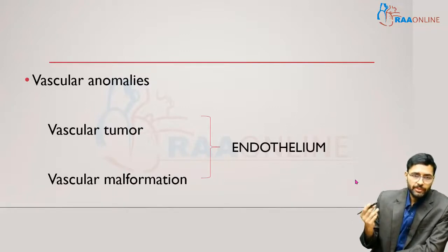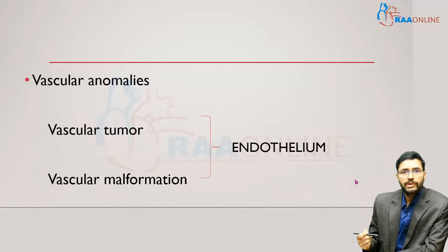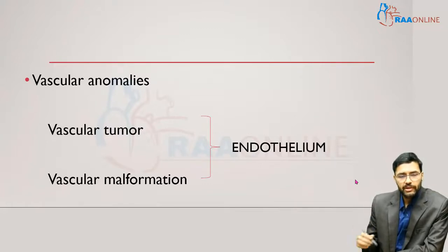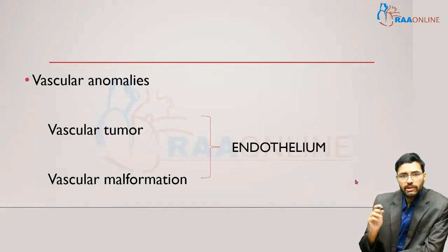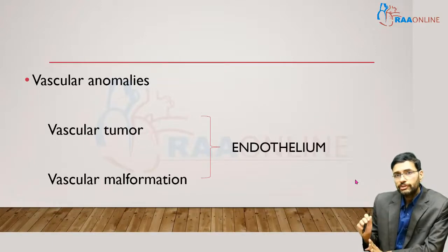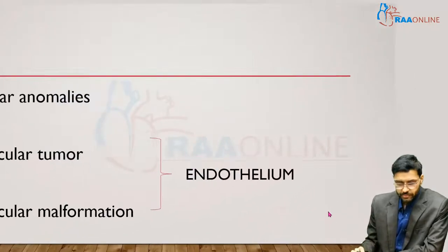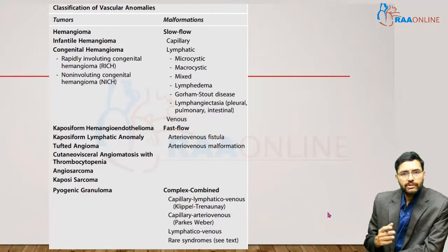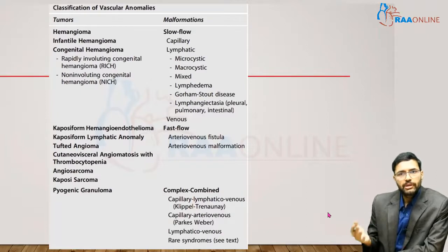So the difference between a vascular tumor and a vascular malformation is basically how the endothelium behaves, whether there is a hyperplasia or not. If there is a hyperplasia of the endothelium, it's a vascular tumor. If there is no hyperplasia, but just angiodysmorphogenesis, that is abnormal vasculature, then it is a vascular malformation. So classification of vascular anomalies can be, like I said earlier, into tumors and malformations.